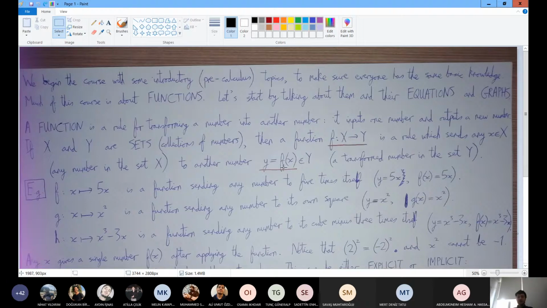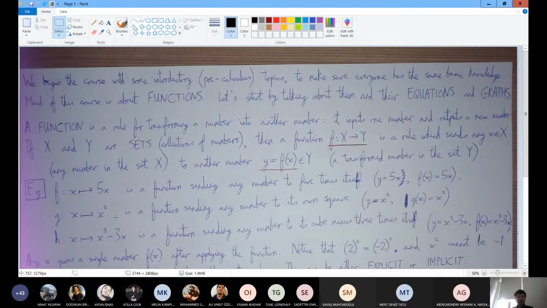And this transformed number we can write as f of x. So f brackets x, it means f of x, and that's what we call the function f applied to the number x. For example, we have the function that sends x to 5x. So we can write f of x equals 5x, and that's the function which sends any number to 5 times itself. So you input a number, you multiply it by 5, and you output the new number.